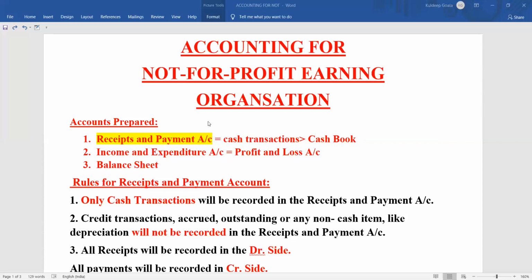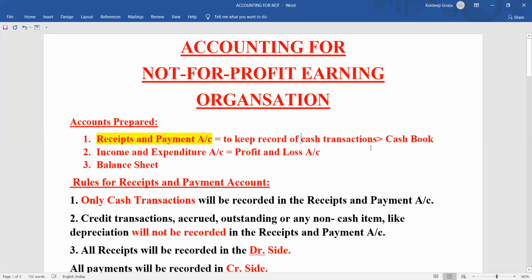So the first thing that we are going to know is what are the accounts that are prepared in a not-for-profit organization. First, we prepare a receipts and payment account. Why do we prepare a receipts and payment account? To record all the cash transactions, to keep a record of cash. We record all the cash transactions in the receipts and payment account.